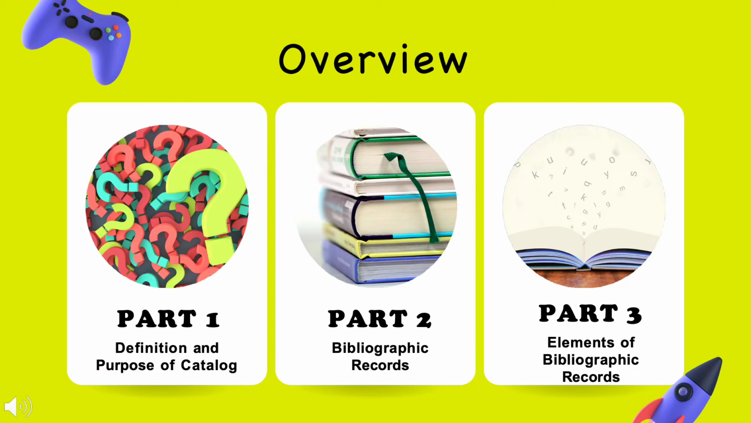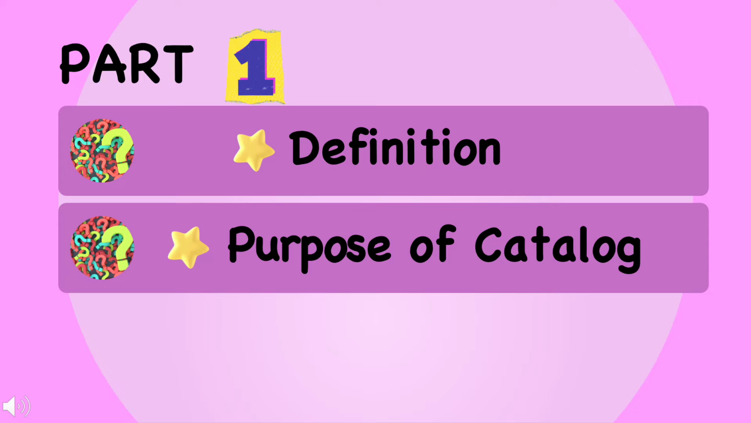Here is the overview of this topic. It consists of 3 parts. Part 1 is on definition and purpose of catalog. Part 2 will discuss bibliographic records and Part 3 is on elements of bibliographic records. For this video we will focus on Part 1 first before we move to Part 2 and 3 in the next video. So what is in Part 1?